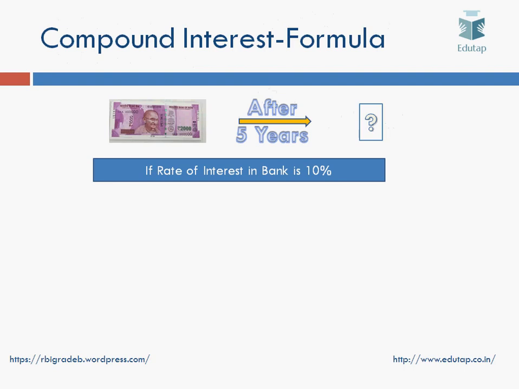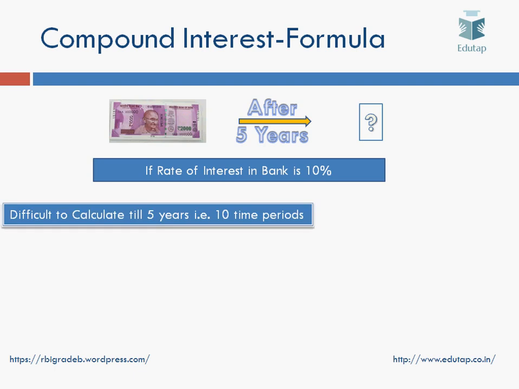Now we will discuss the compound interest formula, but first let's discuss what's the need for that. Suppose I have to calculate the value of rupees 2000 after 5 years considering semi-annual compounding. So it means I have to calculate this step by step for 5 years, that is 10 time periods.